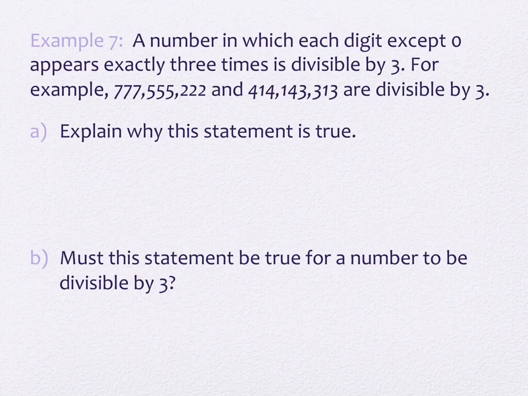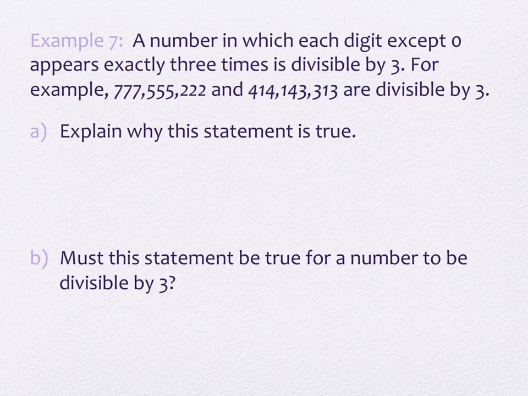This is a fun example of real math like last time. It's not as complicated though. So a number in which each digit except for 0 appears exactly 3 times is divisible by 3. Okay, so they've got a couple of examples of that: 777,555,222 or 414,143,313. Every digit that's showing up in there shows up 3 times. There's 3 7s, or 3 4s, or 3 1s, and so forth. Everybody good so far with what they're saying? The question on part A says, explain why this statement is true.